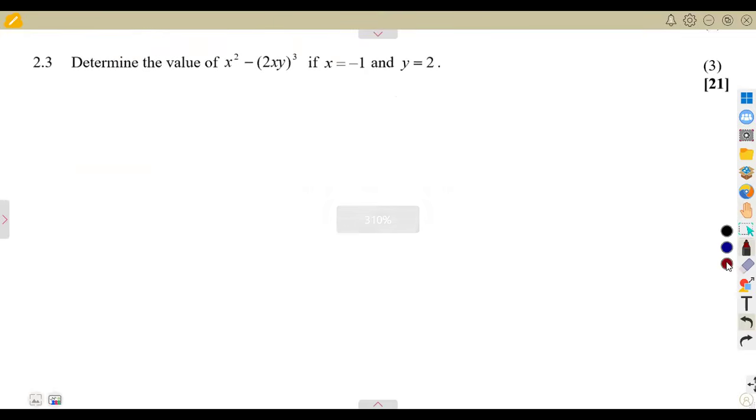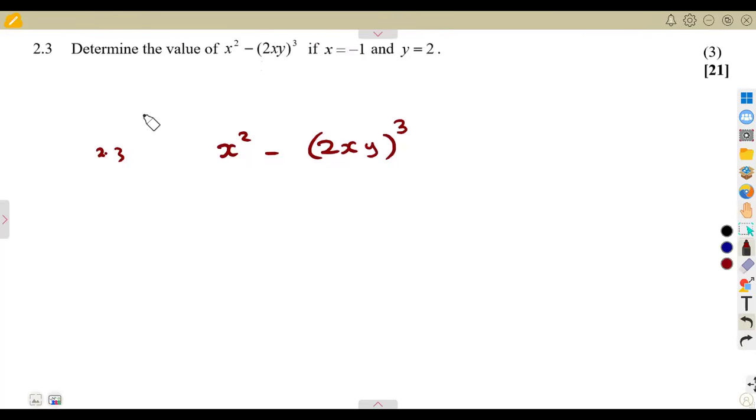All right. Another part we are given on 2.3: determine the value of this expression, x squared minus 2xy, all to the exponent of 3. This is inside here, so it's like this: 2xy like this, to the exponent of 3. So the question is, determine the value of this expression if x is minus 1 and y is 2.